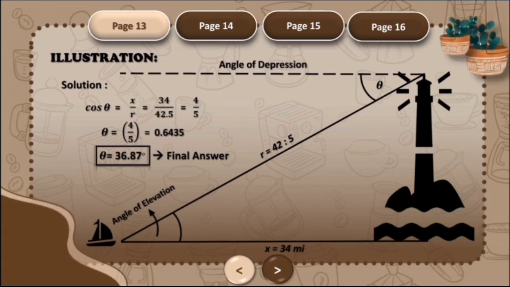To start, we have to fix x equals r cos theta. Since we are looking for theta, the formula will be cosine theta equals x over r. Then, the next step is to substitute the given data. After substituting, we just need to divide 34 and 42.5 in order to get 4 over 5. Finally, using your scientific calculator, simplify cosine inverse of 4 over 5. We get 0.6435 in radian and 36.87 in degree mode. So technically, the angle of depression from the top of the lighthouse is 36.87 degrees. That's all for today.